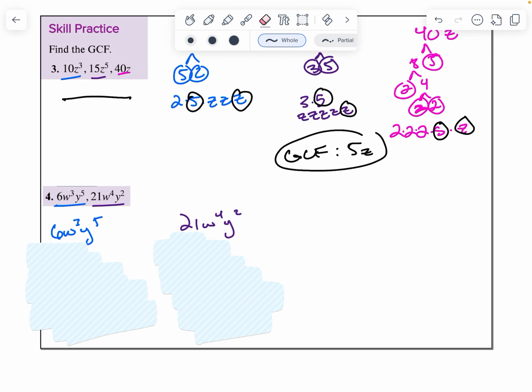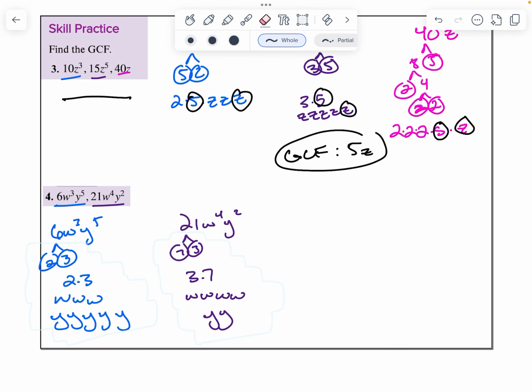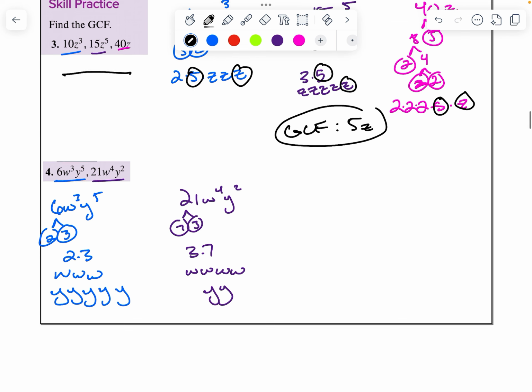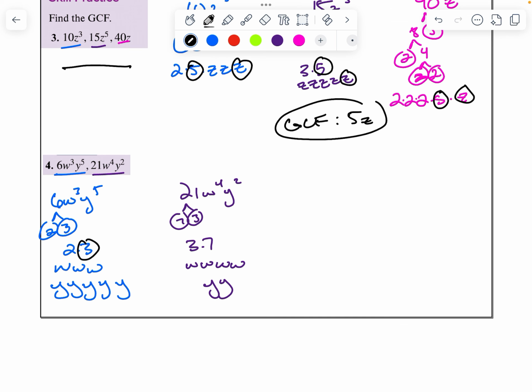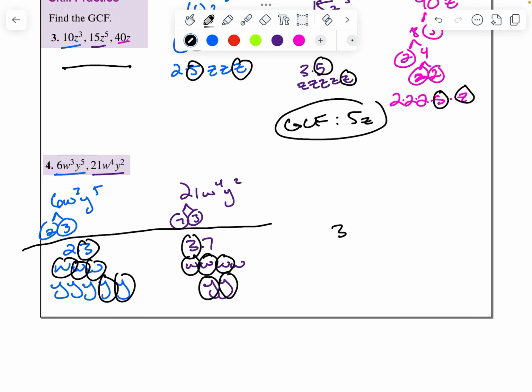This is what the first breaks into, and the second. If I'm looking for what they have in common, they both have a 3. They both have a y. They both have another y. They both have a w, and a w. So what I have circled down here, in common, they have a 3, w, w, w, y, y. That's 3w to the third, y squared.